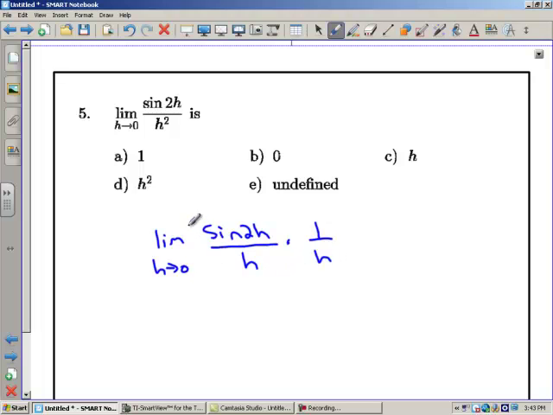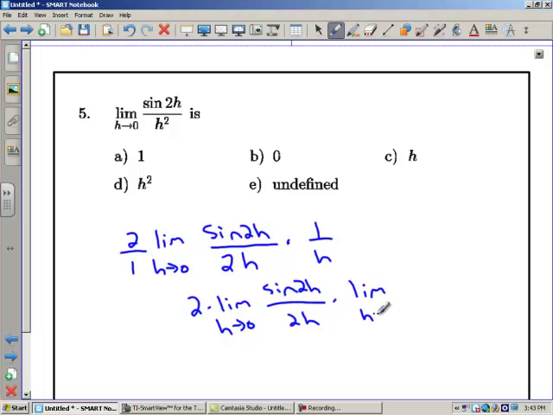And the trick here is I'm going to multiply by 2 over 2. I'll leave the 2 in the denominator, but I'll take the 2 in the numerator out in front. So I've multiplied by 1, and I've separated this because this wasn't an h squared here, so I've pulled that h out. So the answer to this is going to be 2 times the limit as h approaches 0 of sine of 2h over 2h, and then times the limit as h approaches 0 of 1 over h. So this, of course, gives us 2 times these match, so that limit is 1.